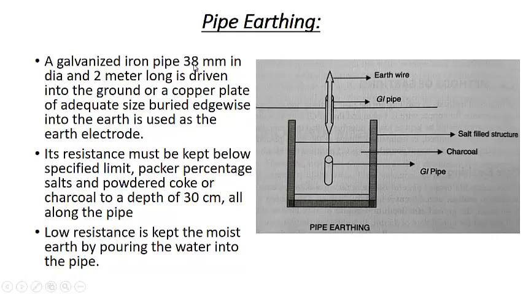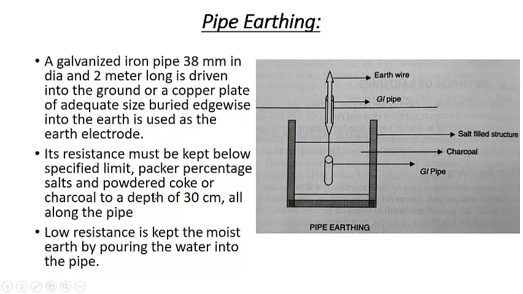A galvanized iron pipe, 30 mm in diameter and 2 meters long, also known as a GI pipe, or a copper plate of adequate size buried edgewise into the earth, is used as the earth electrode. That means the earth electrode is this galvanized pipe, and then it is connected through this connection. Its resistance must be kept below a specified limit. It should be very low, of the order of 1 ohm or 0.5 ohm, or even 1 or 2 ohm.